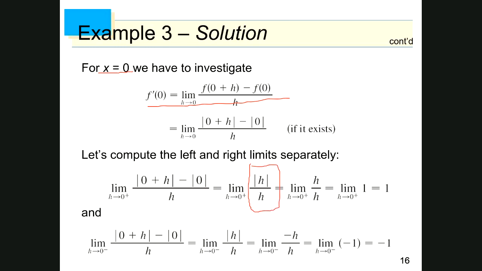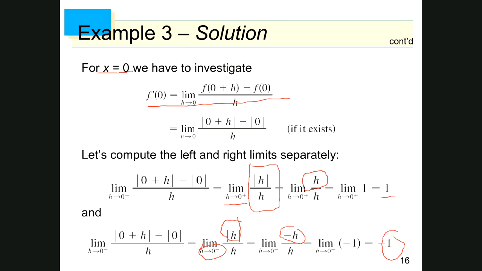But now, to test this limit, you need to test from the left and the right. You need to take the limit as h approaches 0 from the right. And remember, when I say 0 from the right, it means the absolute value of h is going to be equal to h. In that case, the limit is going to be 1. Again, you need to test the limit as h approaches 0 from the left. And what does that mean? It means h is negative. Therefore, the absolute value of h here is going to be minus h, and then you have negative 1.